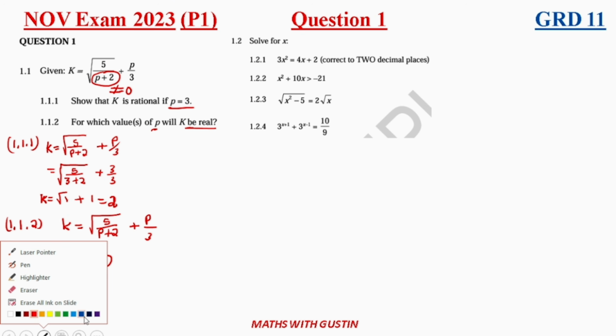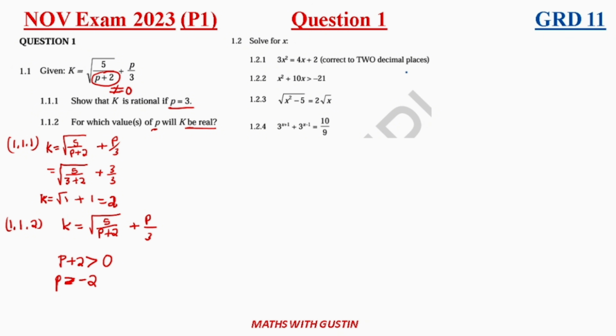1.2 is solve for x. We have a quadratic equation that we need to solve for x. Let's go ahead with 1.2.1. What do we have? We have 3x squared is equal to 4x plus 2. Immediately when they say correct to 2 decimal places, guys, you must know that we are going to use the quadratic formula to solve this one. So let's rearrange this: 3x squared minus 4x minus 2 is equal to 0.